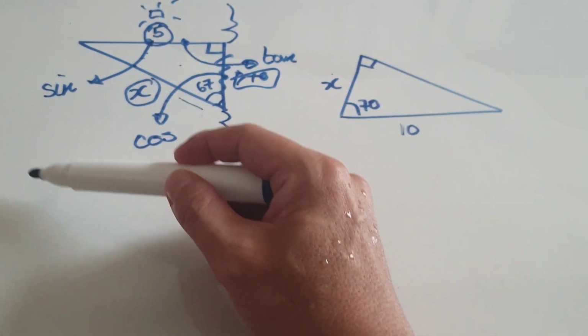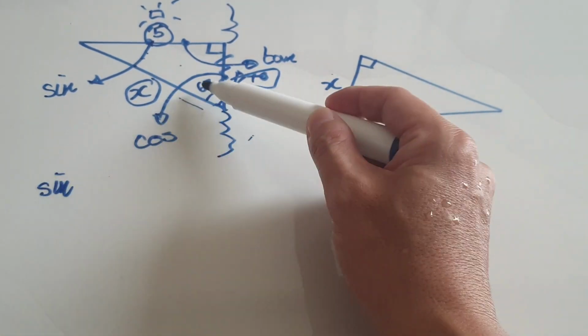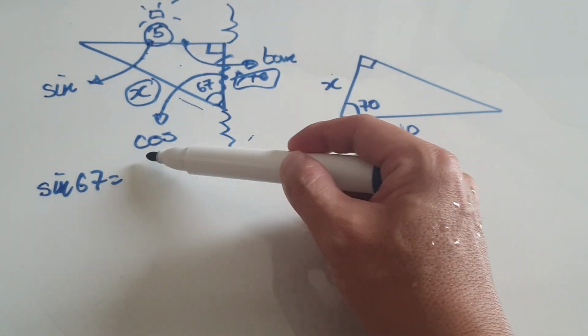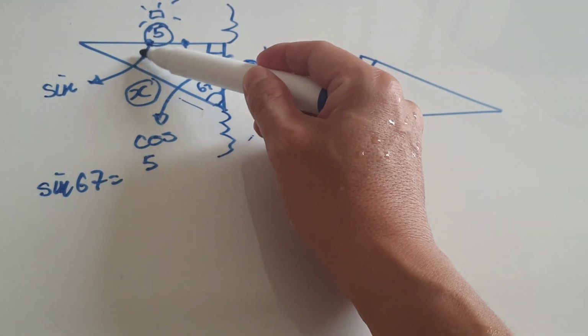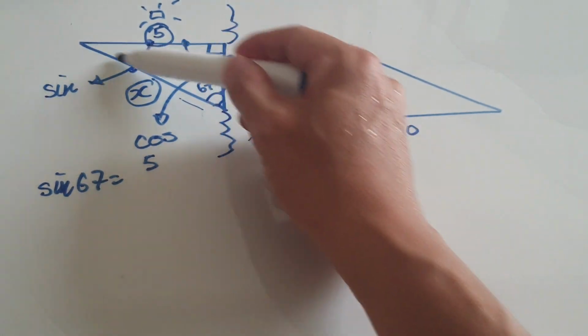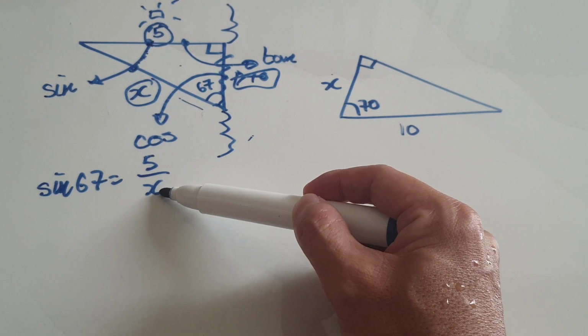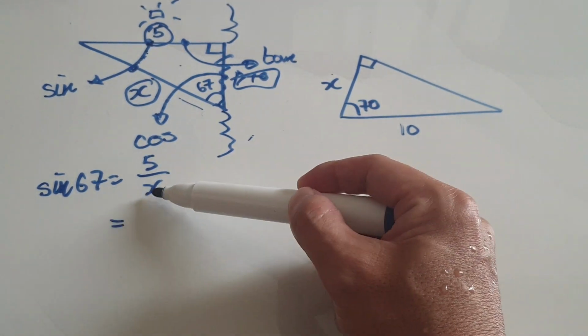So to do this, it would be sine the angle equals, well, you start here, that would be 5. Follow the arrow and then you hit this length. Well, this length here is x. We're trying to work out x. Now it's just a matter of making x the subject. So times both sides by x.